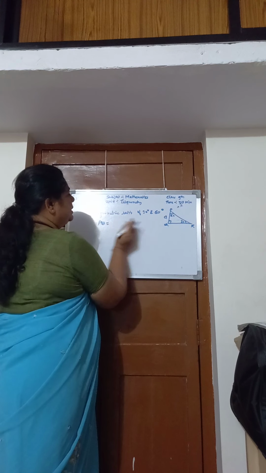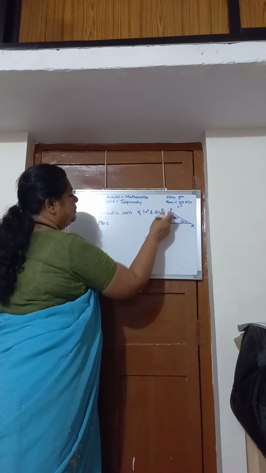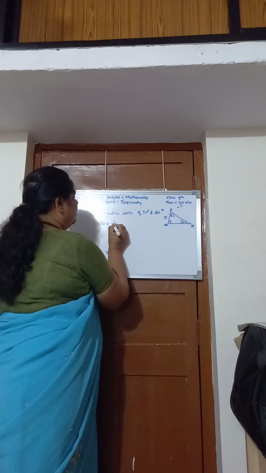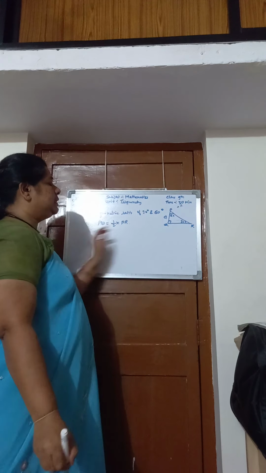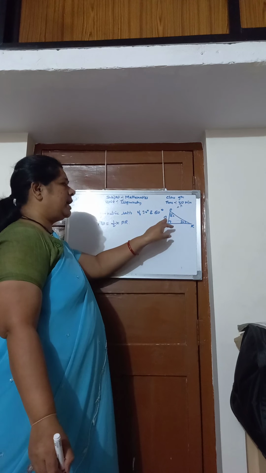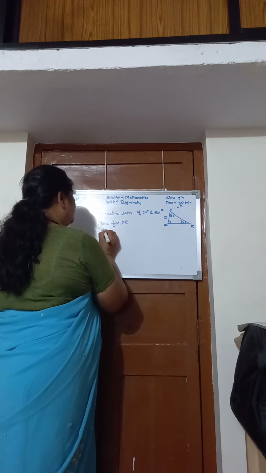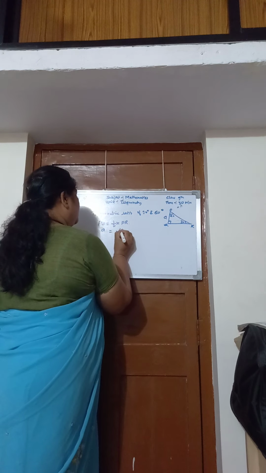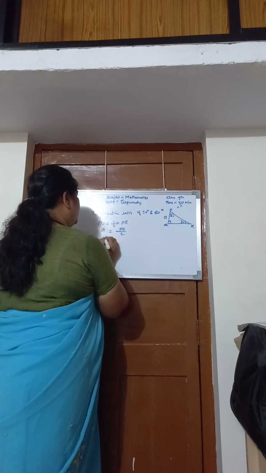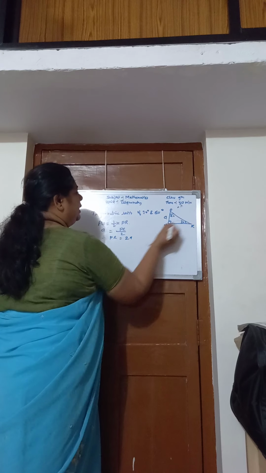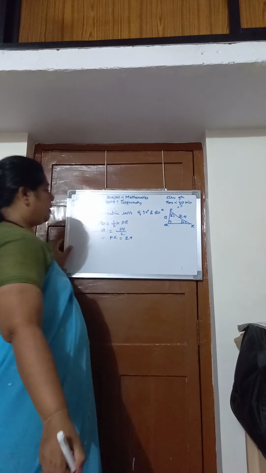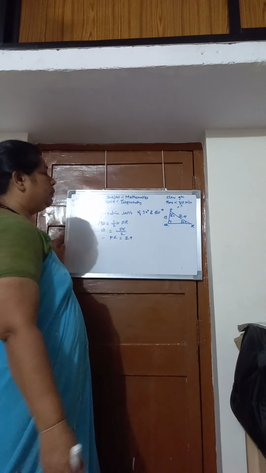the side opposite to 30 degree, that is PQ, equals 1 by 2 into PR. We have considered PQ as A. Put the value of PQ: A equals PR upon 2. Therefore, PR equals 2A. Write down here 2A. We have calculated PR equal to 2A.